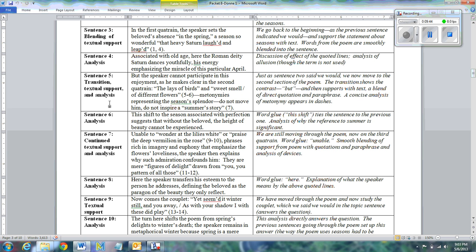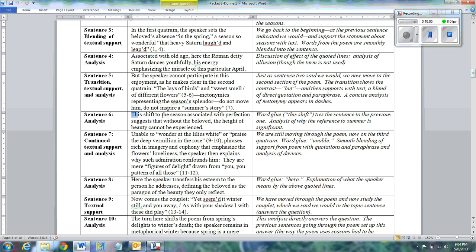I'm not done with my analysis though. I have to comment on the shift to summer. So I do that in this sentence of analysis after this. So do not move him, do not inspire a summer story. This shift to the season associated with perfection suggests that without the beloved, the height of beauty cannot be experienced.